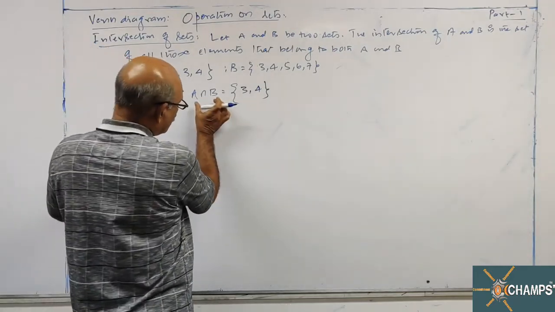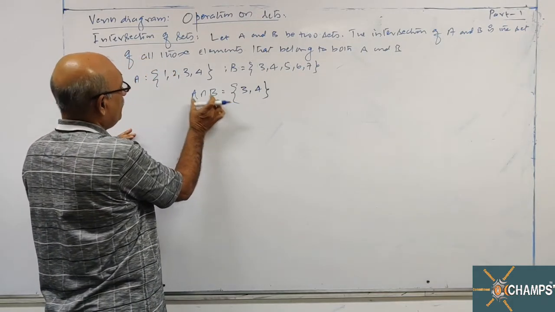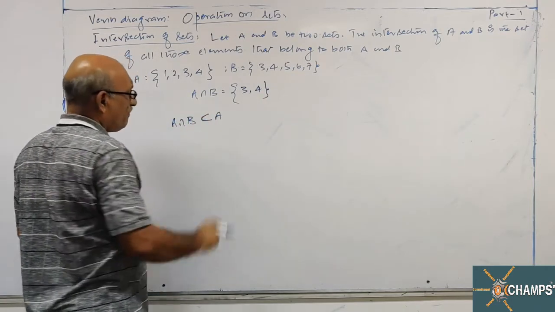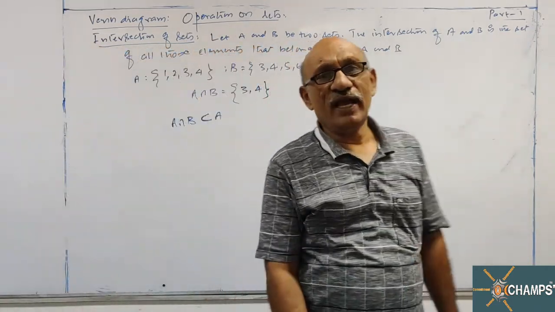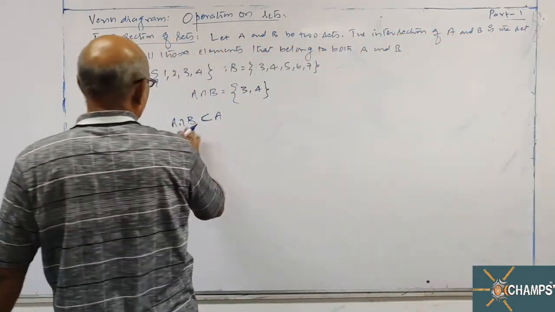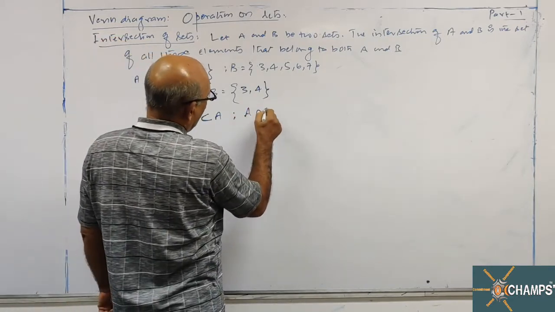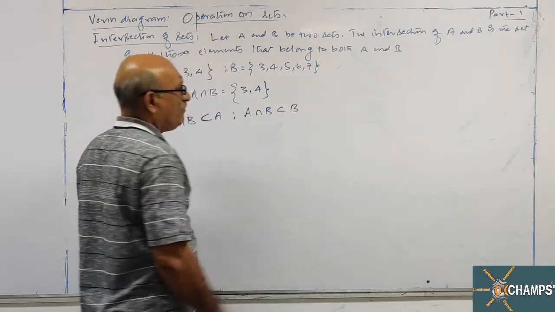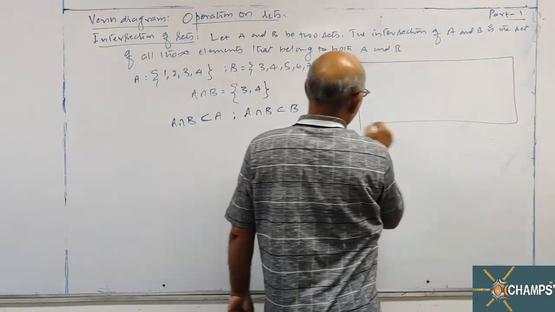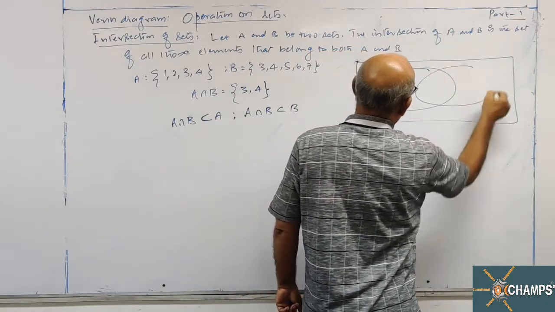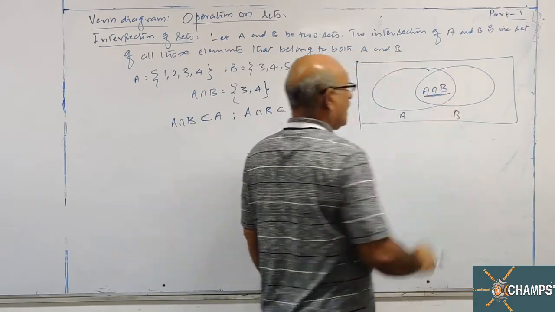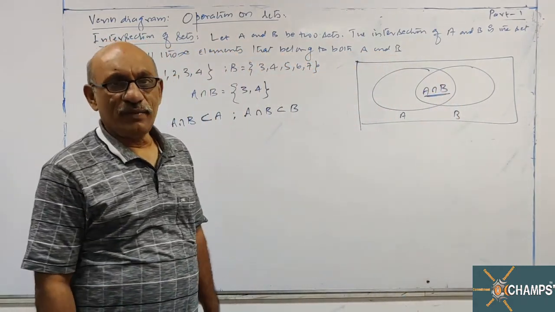Now let us see A intersection B from A's point of view. A intersection B is a subset of A. Every element of A intersection B is in A. So its Venn diagram is: this is set A, this is set B, and this part is A intersection B.